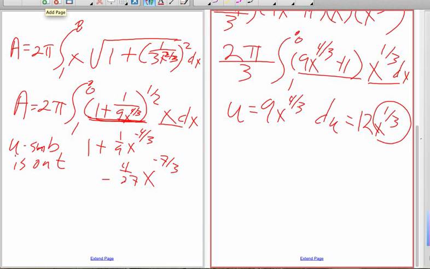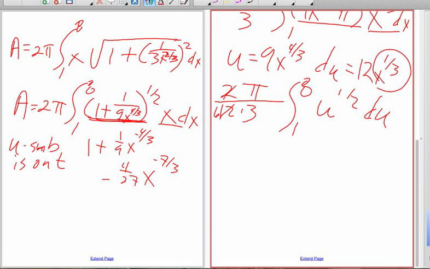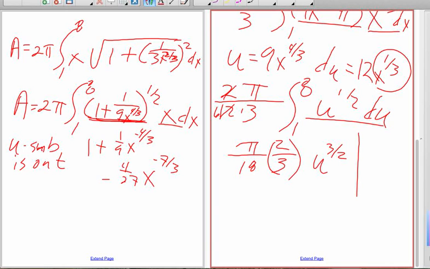Except we have to divide by 12. So I've got 2 pi over 12 times 3 times the integral from 1 to 8 of u to the 1/2 du. This we can do. This simplifies to 1 over 6, so I'm going to end up with pi over 18. And then I'm going to integrate u to the 1/2. So I'm going to add 1, which gives me u to the 3/2. Now multiply by the reciprocal, which is 2/3. Then we're going to evaluate x equals 1 to 8. Not u, but x.